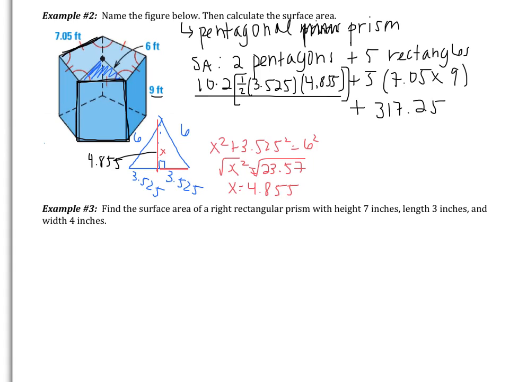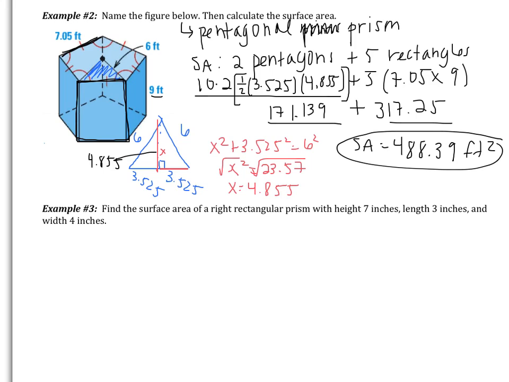When you do, you get 171.139. Now, when I add those two up, I get my surface area to be 488.39 feet squared. Okay, and so that was my surface area. So what you ended up doing is you found those 5 rectangles, you found the 2 pentagons like we did last chapter by breaking them up into triangles, and then you added them together to get the entire surface area.